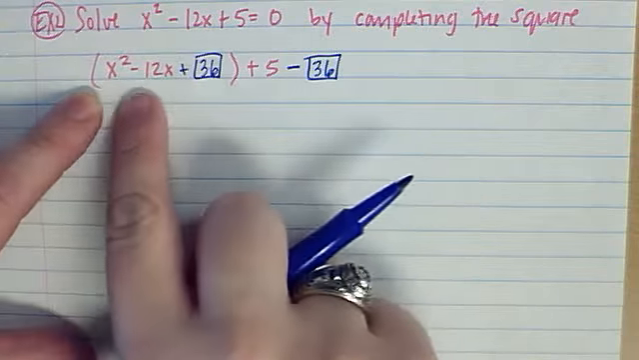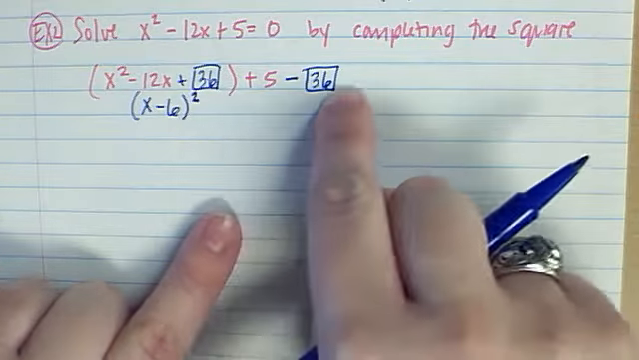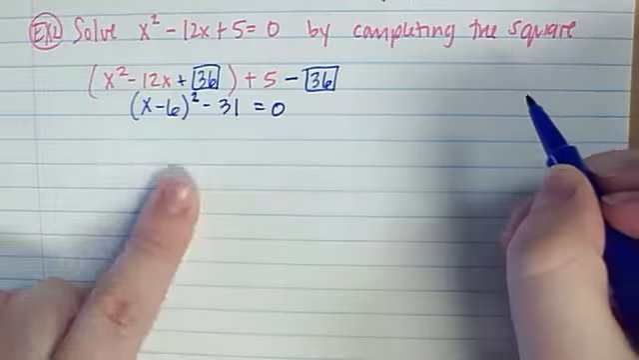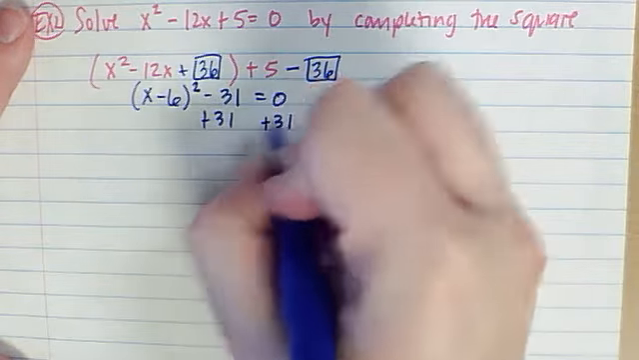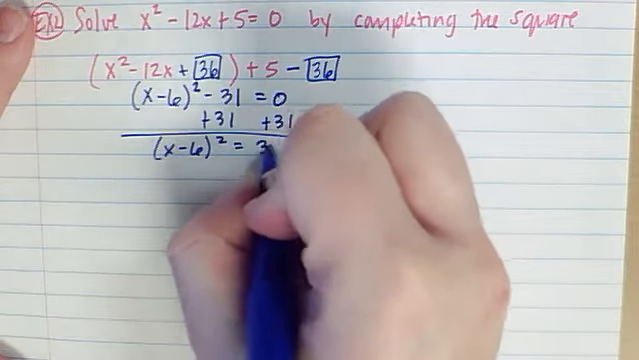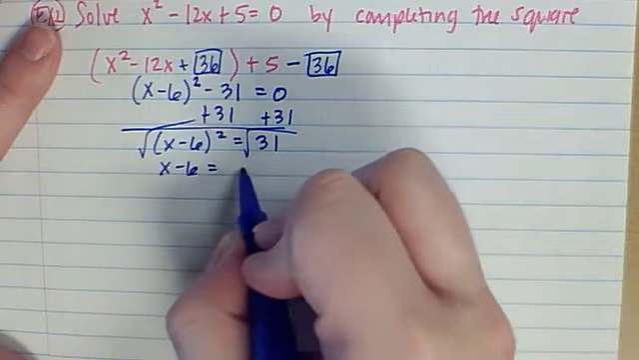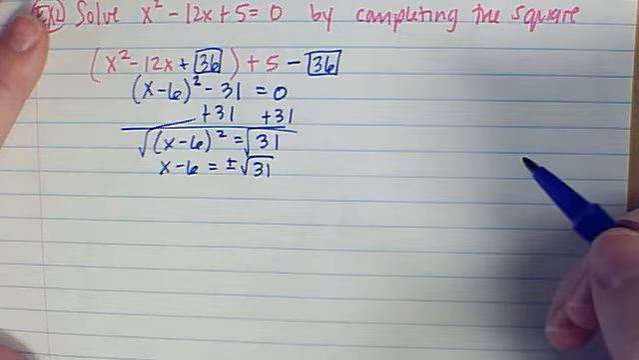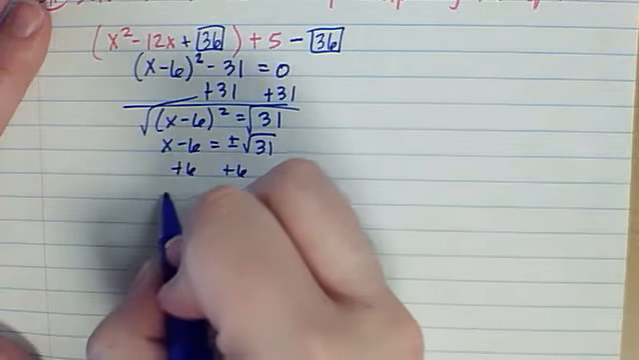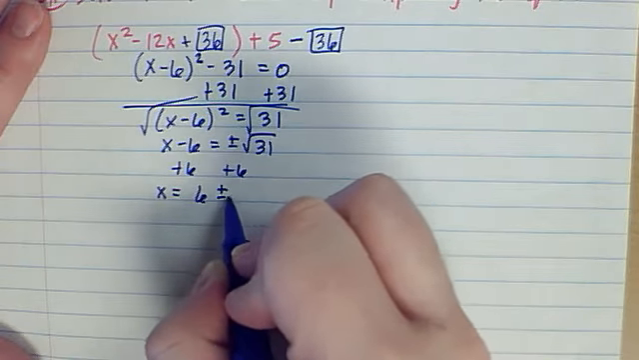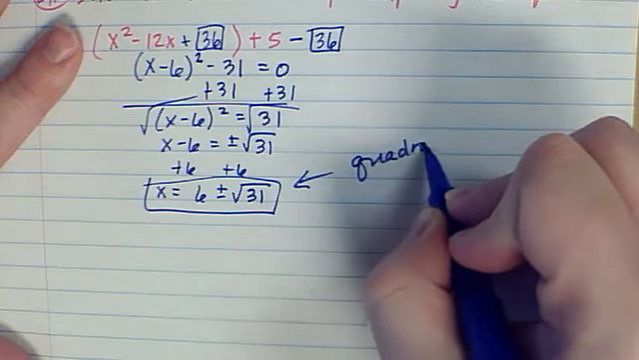Well, this right here, because this is 36, becomes (x minus 6) squared. And if I combine these two, I get negative 31 equals 0. Well, now I know how to solve. So I'm going to add 31. So I have (x minus 6) squared equals 31. How do we get rid of the squared? Take the square root. So x minus 6 equals plus or minus the square root of 31. I can't do anything with that because it's a prime number and there are no perfect squares that go into it. So I'm going to add 6. So x equals 6 plus or minus the square root of 31. So there's my answer. In this case, you could have also done this with the quadratic formula.